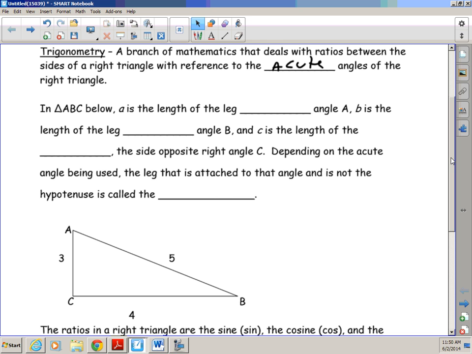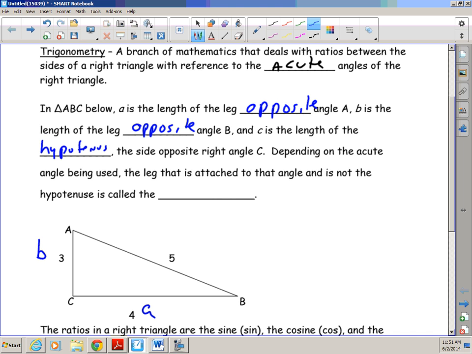Also remember that a ratio is a comparison of two numbers using division. In triangle ABC below, a is the length of the leg opposite angle A. So we would list this as a because it's opposite the angle A. b is the length of the leg opposite angle B. So we would call that b. And c is the length of the hypotenuse.